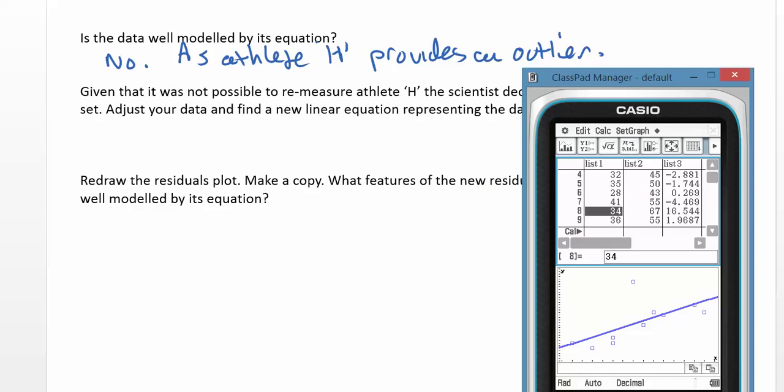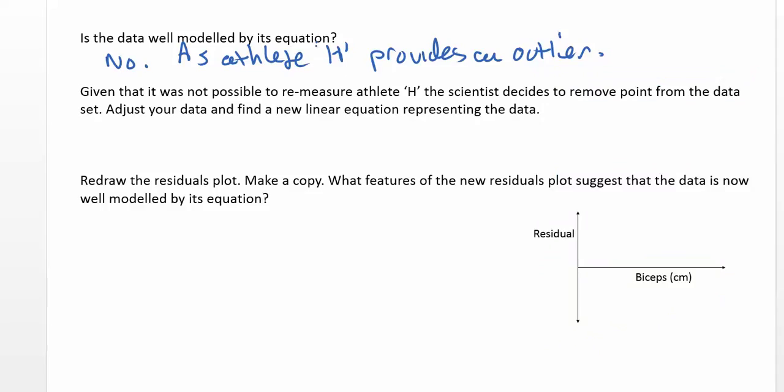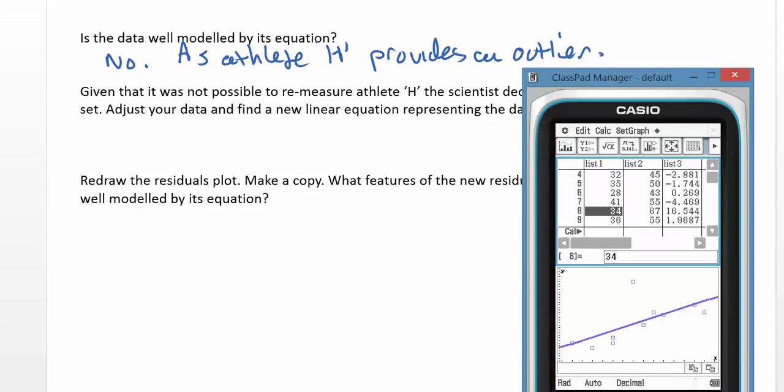So when it comes to considering whether the data is well modelled by the equation, we have to say no, as athlete H provides an outlier in this situation. Now, what we can do is go back to our calculator and delete that point at 3467. Now, we're also going to make sure that I get rid of the 67 as well. I now have to remodel that data. So, let's go ahead and do that.